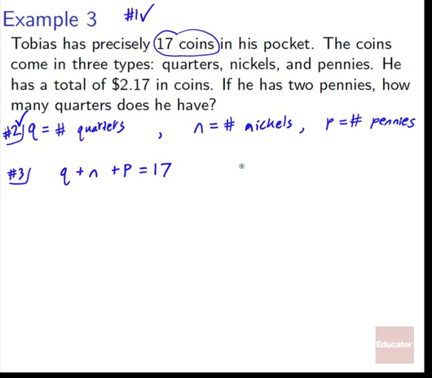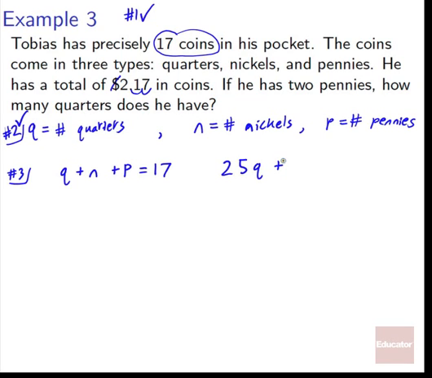We were also told that $2.17. Oh, so how can we figure out how much money he has? Well, if he had two quarters, that would be 50 cents. So let's make things easy, and instead of talking in terms of dollars, we'll talk about 217 cents, right? So we'll think just in terms of cents. If he has one quarter, how many cents does he have? 25. If he has two quarters, he has 50 cents. Oh, it's 25 times the number of quarters. So 25 times Q is how many cents he has from quarters.